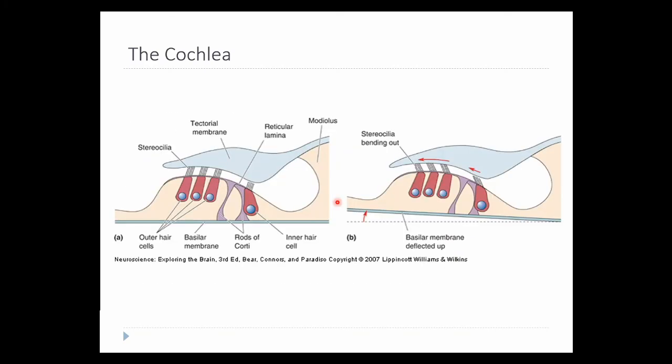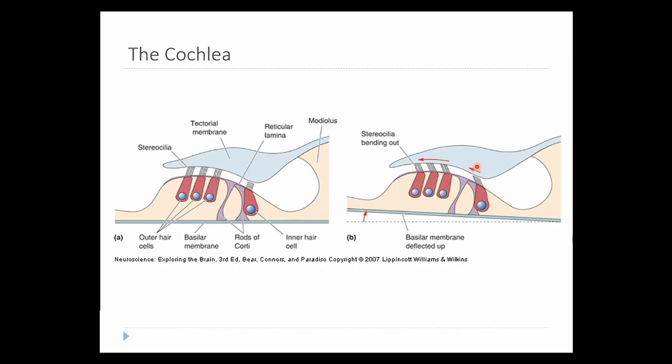Like I said, the job of the basilar membrane is just to move up and down. So as a sound wave travels along the cochlea, it causes the basilar membrane to vibrate. And so when the basilar membrane is deflected up, it causes those stereocilia to be deflected outward, essentially, so away from the modiolus. And then when the basilar membrane is deflected down, the stereocilia are deflected the other way, towards the modiolus. So they sort of sway back and forth at the frequency of the sound wave.